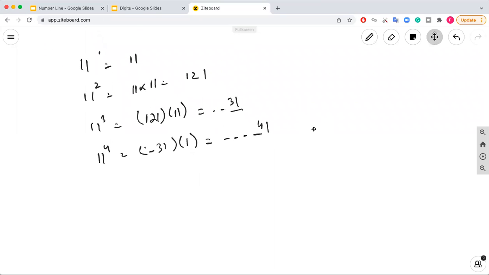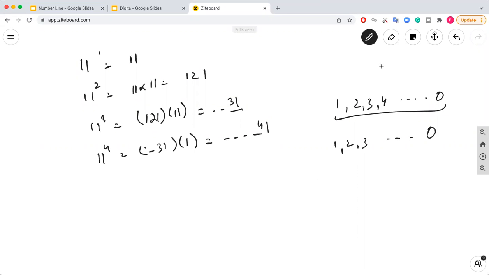So the pattern is like 1, 2, 3, 4 up to 0, and afterward it will again repeat 1, 2, 3 up to 0. So in case of 11, we have a cyclicity of 10. 1, 2, 3, 4, 5, 6, 7 up to 0, 1. Got the point? This is for 11. Shall I move forward? Okay, the first one was 11.